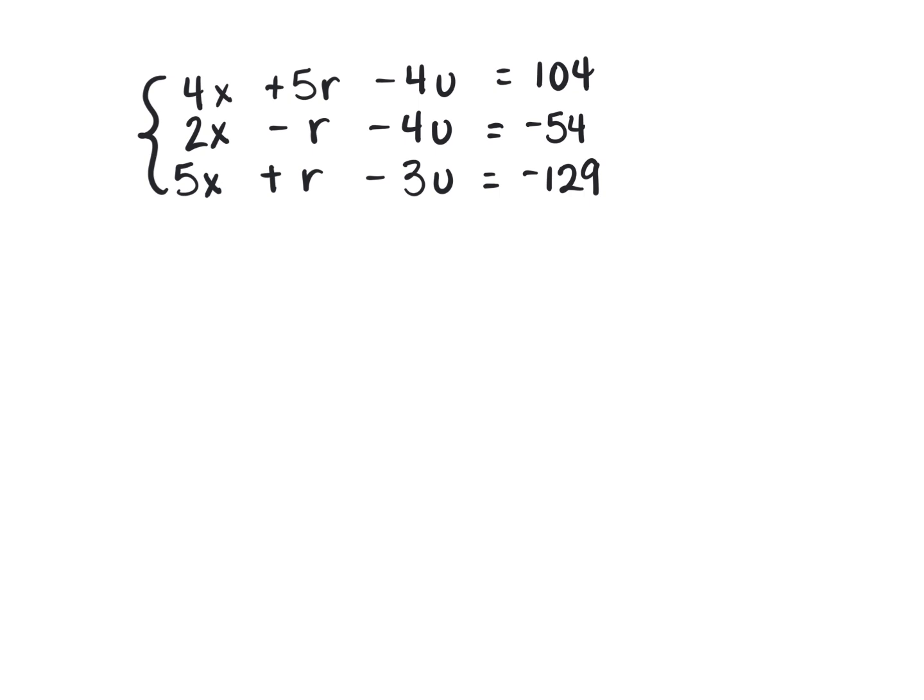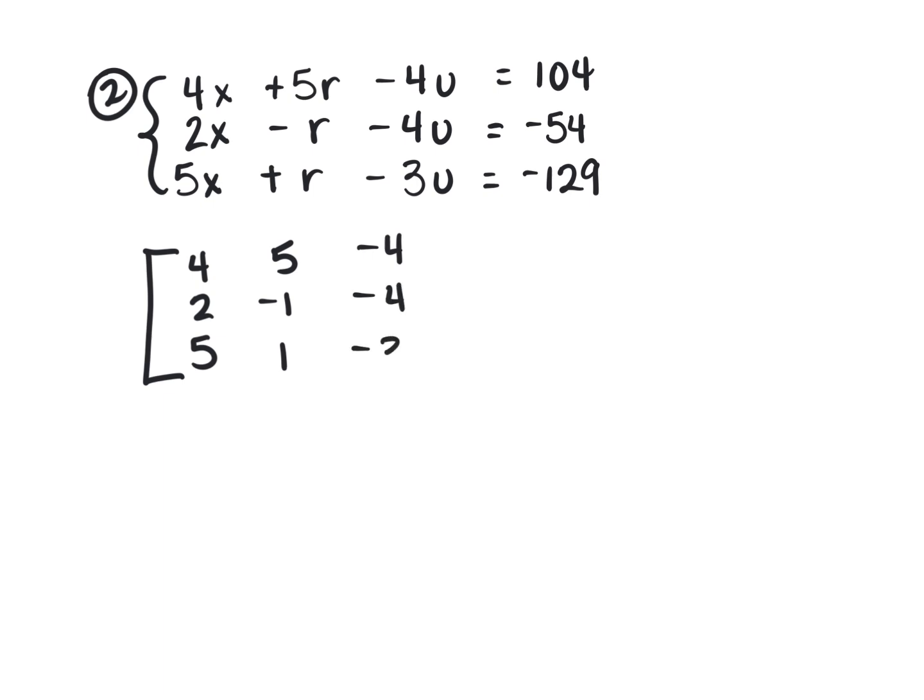Number 2 is doing the exact same thing. So just because the variables have changed does not mean that the process of what you do changes. So for my x coefficients, I have 4, 2, 5. For my r's, I have +5, -1, and +1. For my u's, I have -4, -4, -3. And again, the line may or may not be there. And your constants over here to the right are 104, -54, -129. So this would be my augmented matrix.